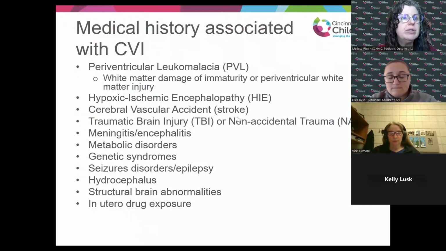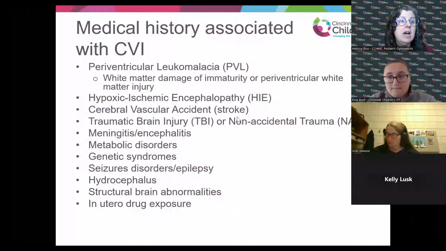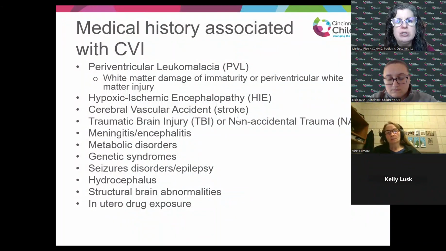Seizure disorder, or epilepsy, typically uncontrolled. That is the big thing, especially in infantile spasms. That can cause diffuse injury if severe enough. The onset is typically before 1 year of age, and the seizure control can be poor.